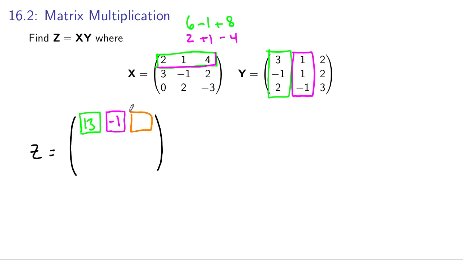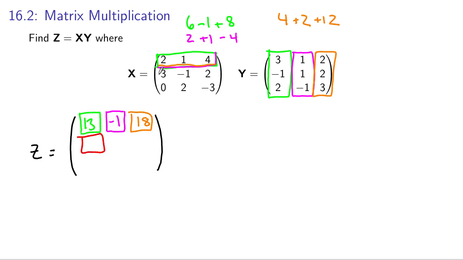The next entry would be the 1, 3 entry, first row, third column. So again, we take the first row and the third column. So we would have 2 times 2 is 4, 1 times 2 is 2, 4 times 3 is 12. 12 plus 2 is 14, plus 4 is 18, so 18 is this entry, the first row, third column entry. Yellow's too hard to see. Let's go with red.